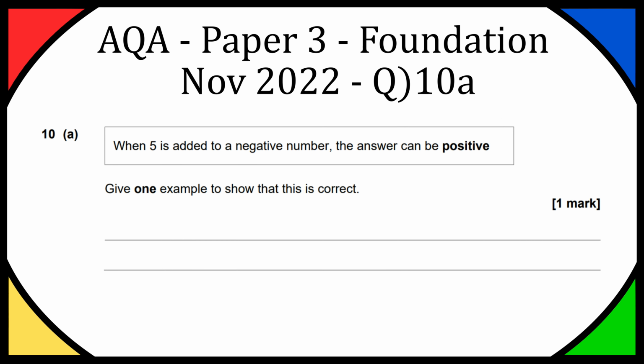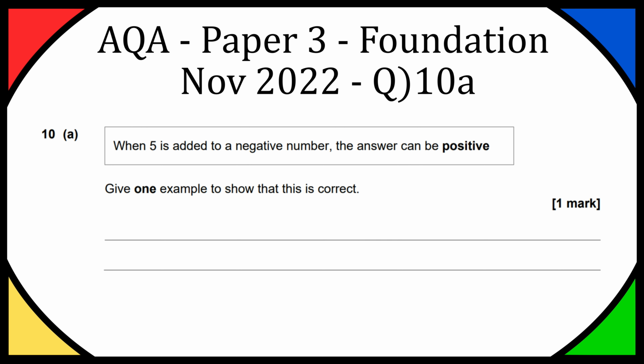Hey everyone, so we have question 10a here, and it says when 5 is added to a negative number, the answer can be positive. Now we need to give one example to show that this is correct, and it's a 1-mark question. So the question is basically saying, can you choose a negative number, add 5 to it, and then it be a positive number?